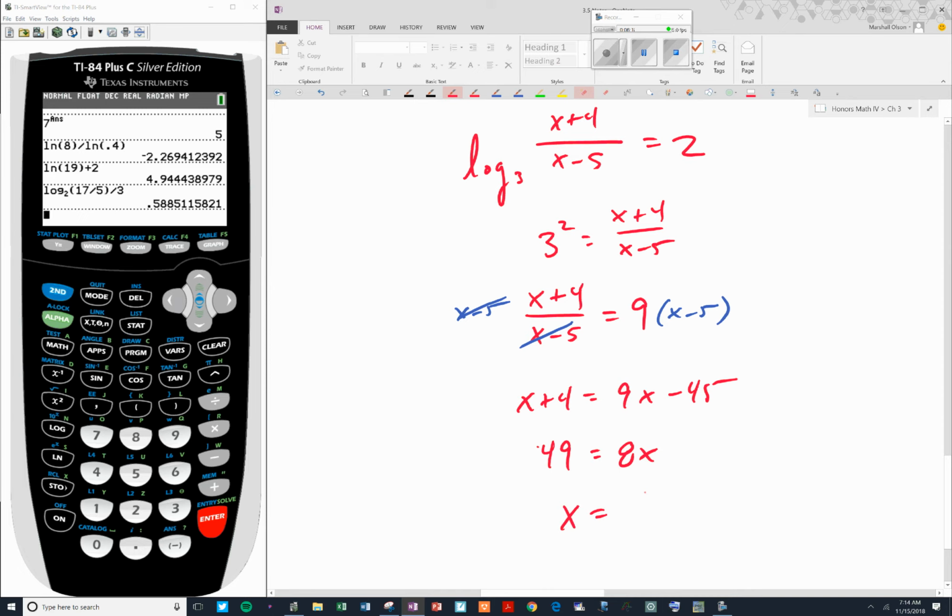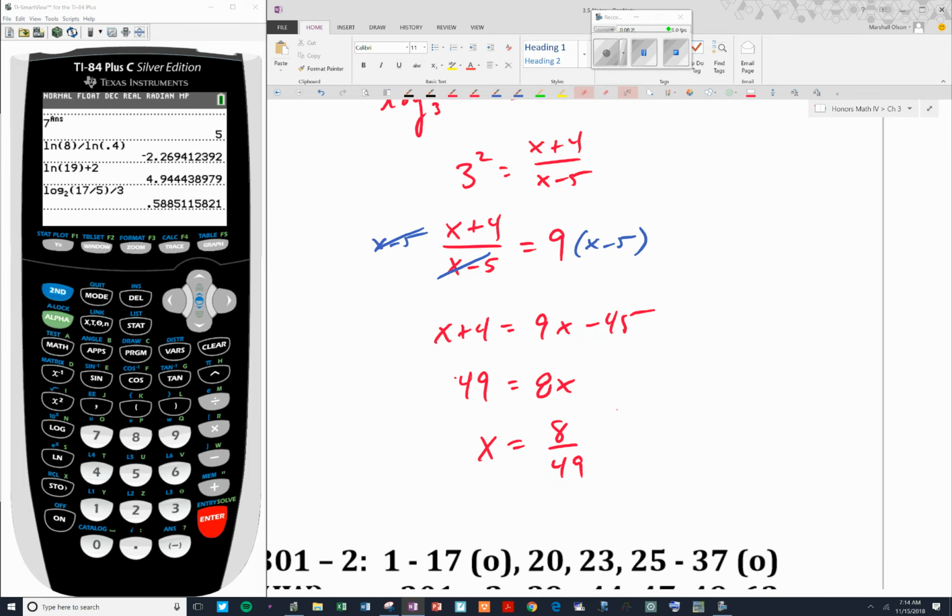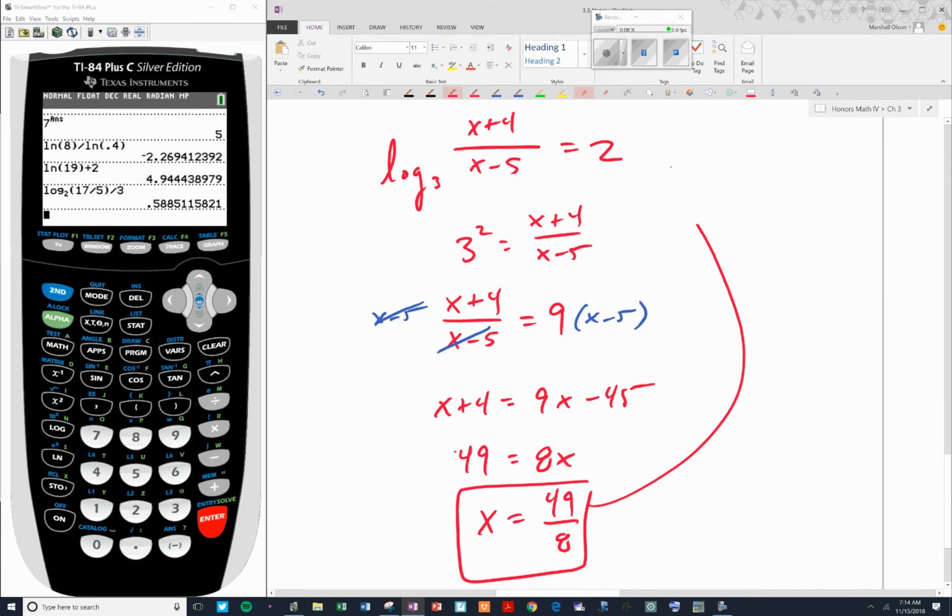So x is going to equal 49/8, which is 6 1/8. I'm sorry, 49/8. We're dividing by 8 here. There we go. Which wouldn't be a bad idea to throw back in there.